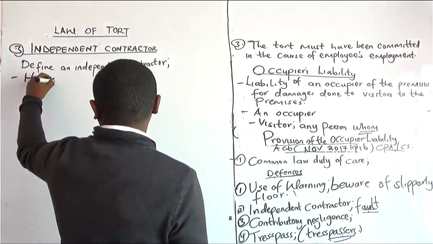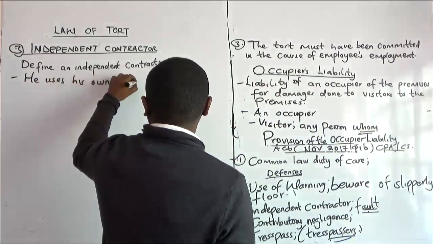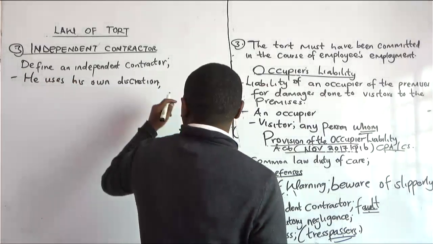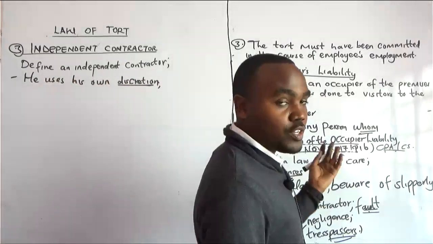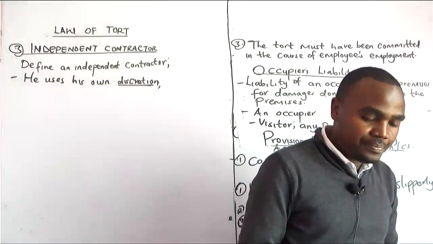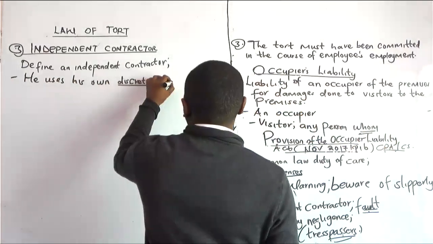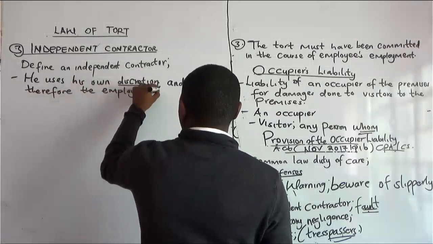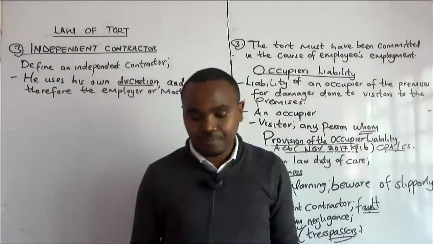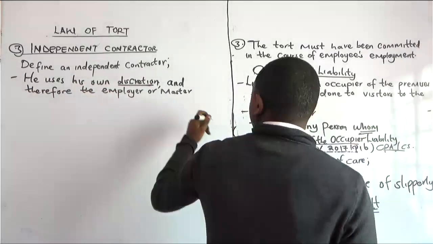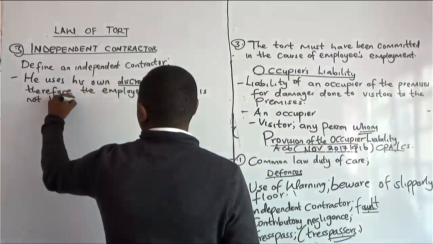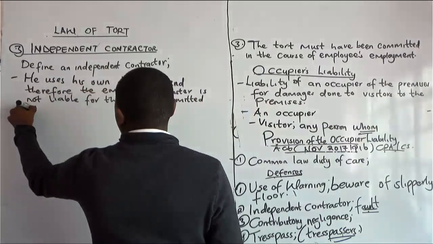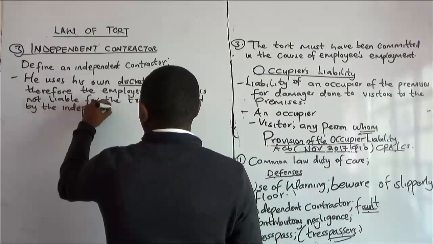You can say he uses his own discretion. What is the meaning of discretion? Freedom. He has his own freedom and power. And therefore, the employer or master is not liable for the torts committed by the independent contractor.